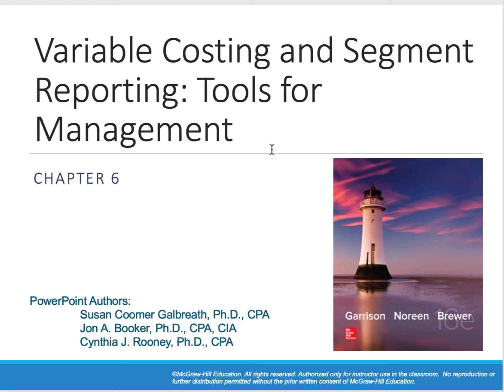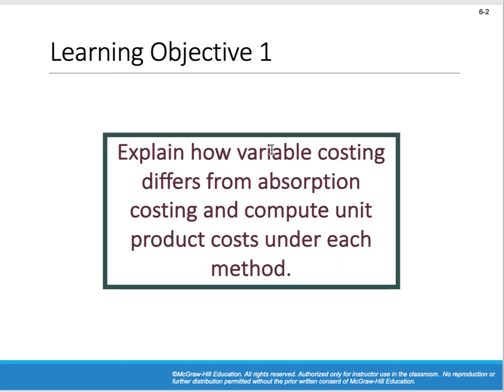So we're going to break down these videos. As you see from the Moodle shell, this chapter really has 5 learning objectives. So in this video, we're going to go over variable costing, and we're going to see how it differs from absorption costing, and we're also going to see how we calculate the unit product cost under each of those methods. Now, the good news is you already have the base of knowledge for variable costing, okay?